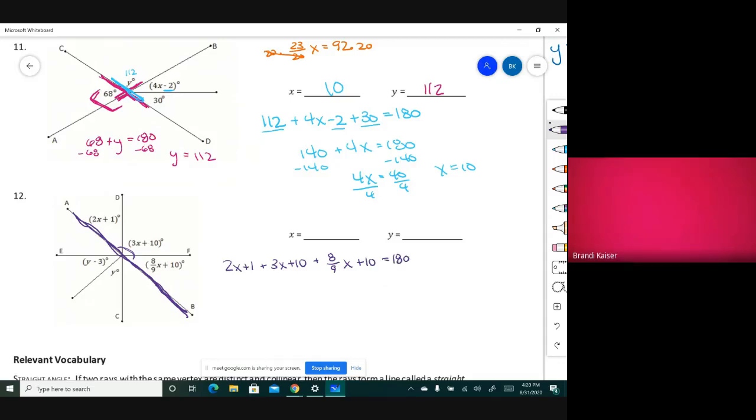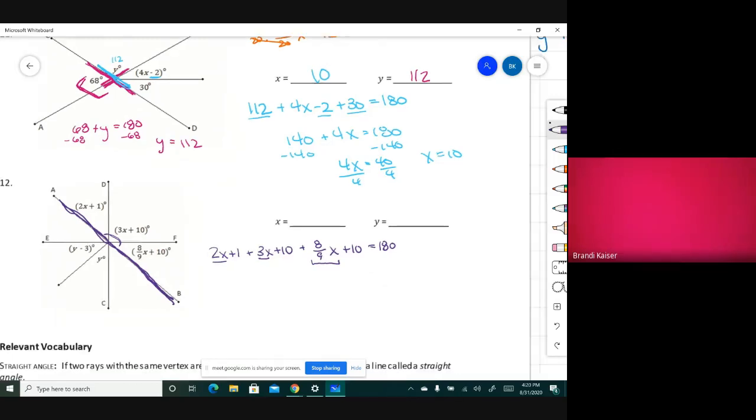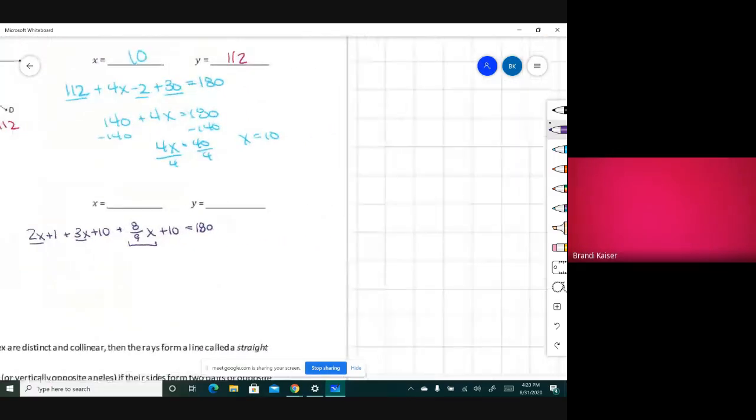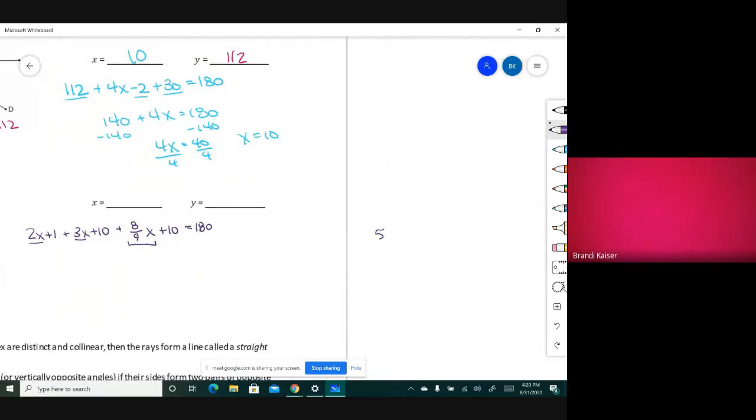Okay, so if I find this, I should be able to find x, which will help me with y. So combine like terms, 2x, 3x, and 8 over 9x. So I know the 2x and the 3x are 5x. However, this 8 over 9, I need to do my fraction practice again. So let me go over here to do that. I'm going to have a 5 over 1 plus an 8 over 9. Okay, which means I need a common denominator for 1 and 9.